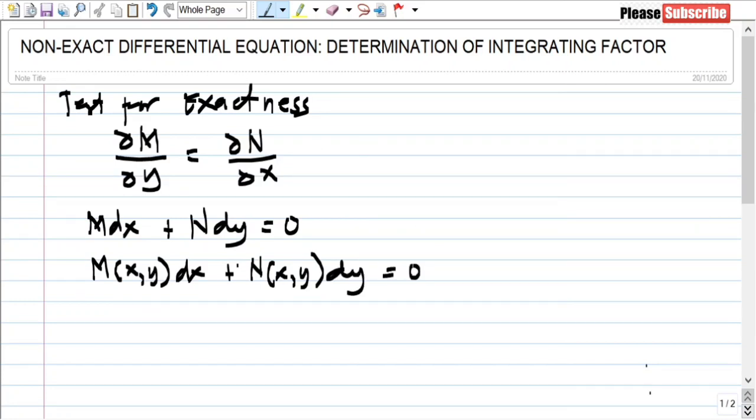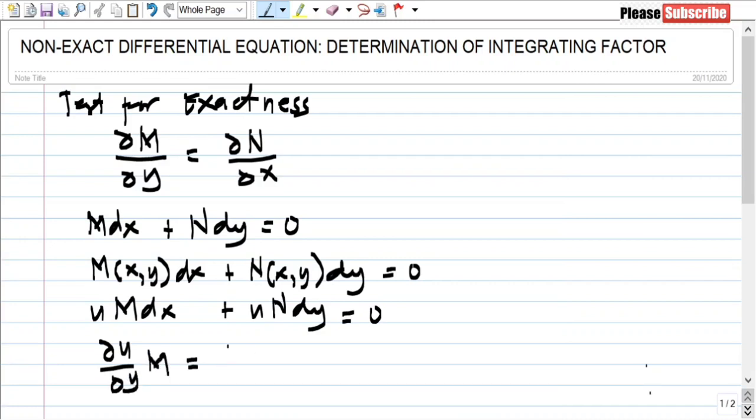Okay? Now, if we put the implicit function as u, kung ilalagay natin siya as u, so we can put actually u m dx plus u n dy. And that is equal to 0. Okay? So, for it to be exact, kailangan partial derivative of u m with respect to y should be equal to the partial derivative of u n with respect to x. Ayan ha. So, dati last time, dito, the partial derivative of m with respect to y is equal to the partial derivative of n with respect to x.